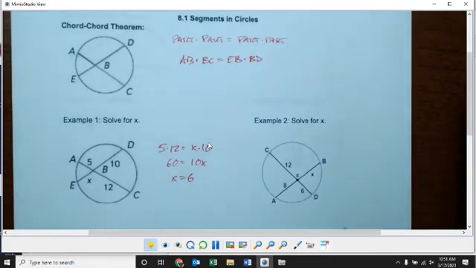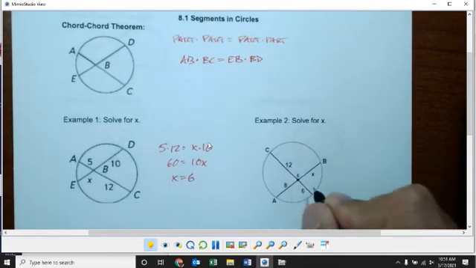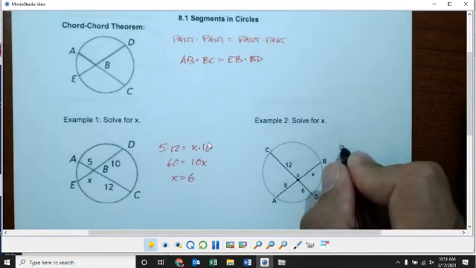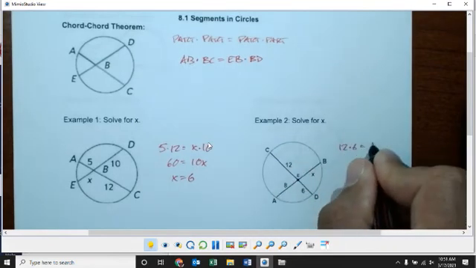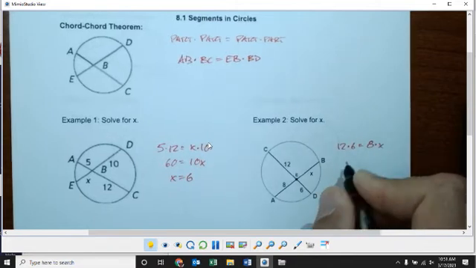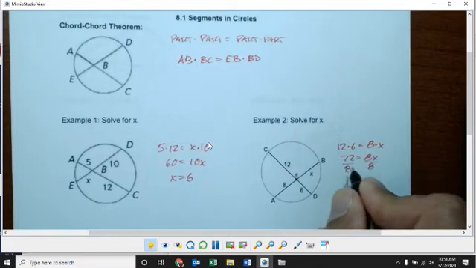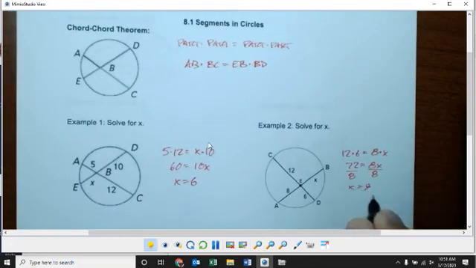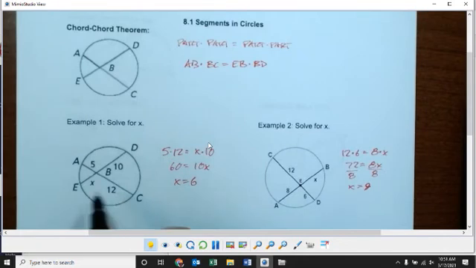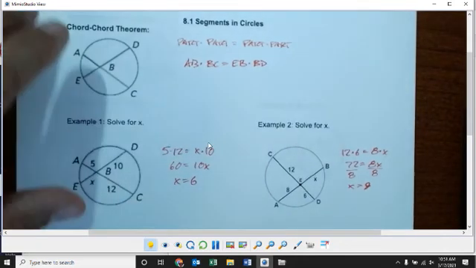All right, welcome back for example 2. Again, part times part equals part times part. So 12 times 6 equals 8 times x. 12 times 6 is 72 equals 8x. Divide by 8, of course. And I get x equals 9. Just like that. So if it's two chords, we go part times part equals part times part.